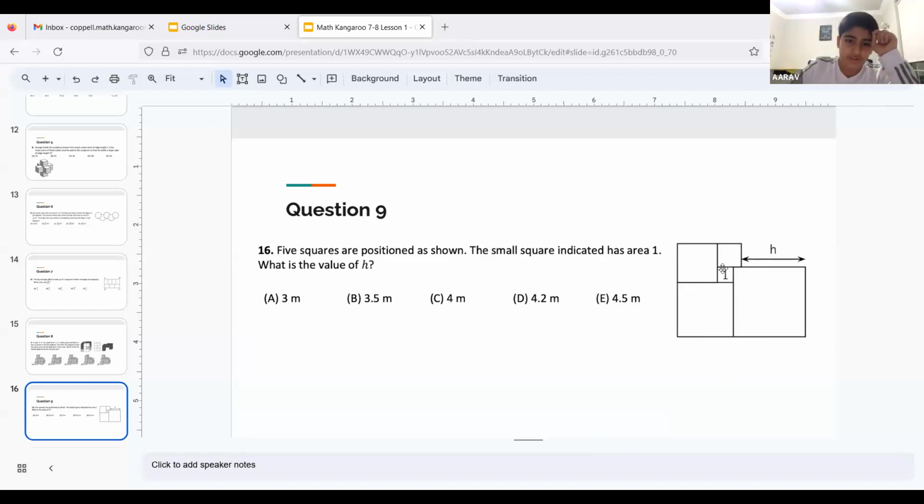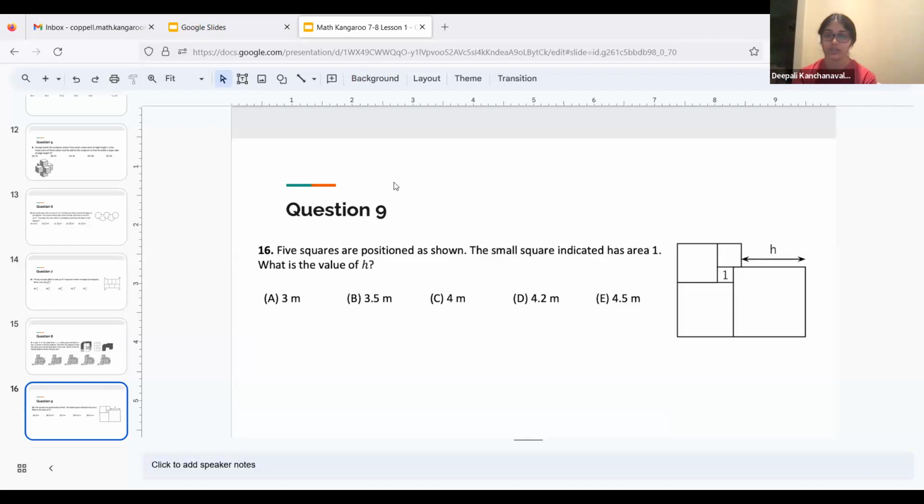Should I type in the answer in the chat? Sure, yeah. I did. Give it a little bit more time. Okay, I think 4 people have answered, so we'll just go ahead.